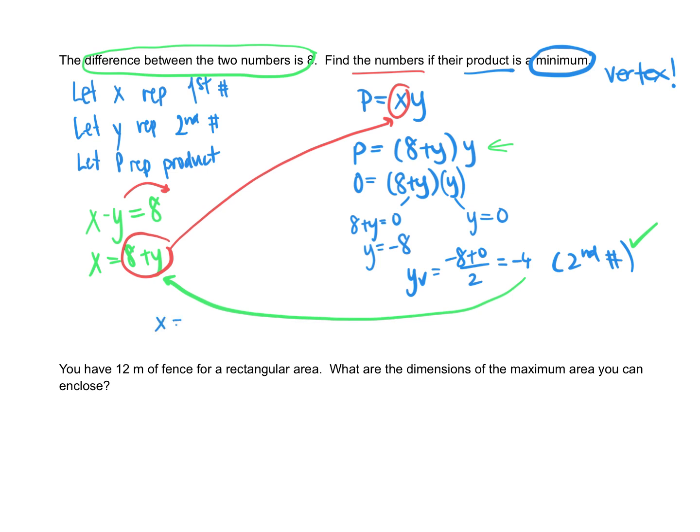So I'll have x equals 8 plus negative 4, which is 4. And that's my first number. Now I know my numbers. If I want their product, 4 times negative 4 is negative 16. There it is. Therefore, the numbers are 4 and negative 4. And again, the clue here that we were looking for the vertex, which is nothing new to us, finding the vertex, but the key word in the word problem was the word minimum.